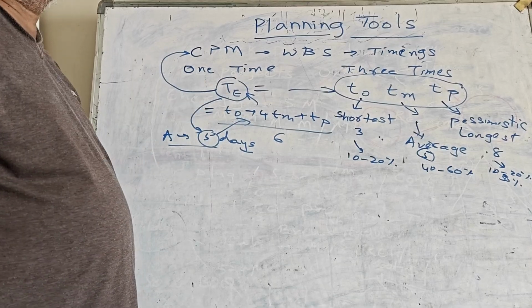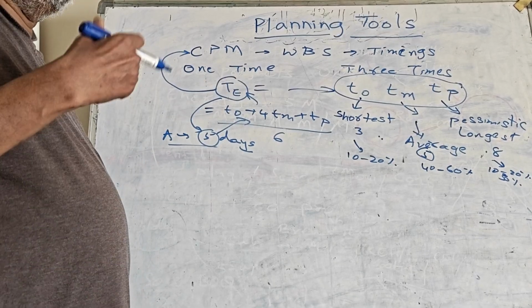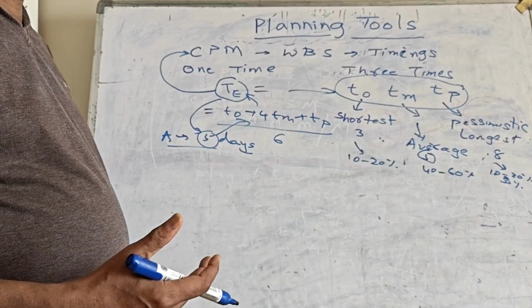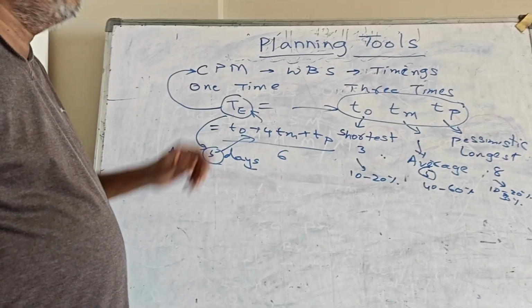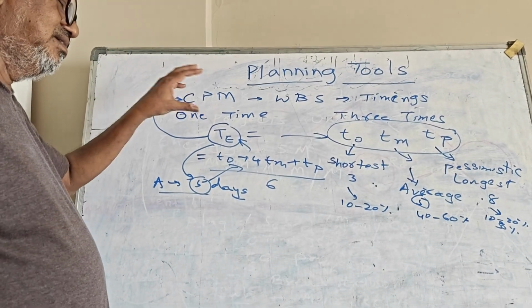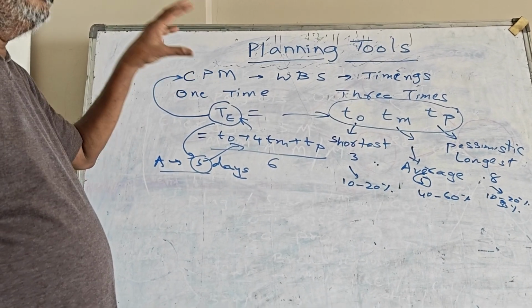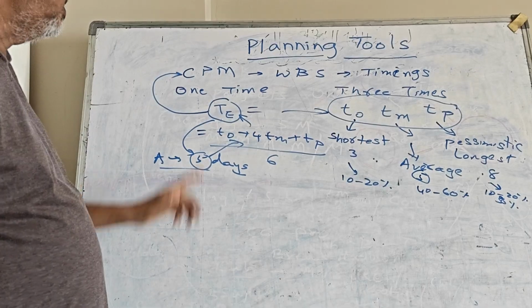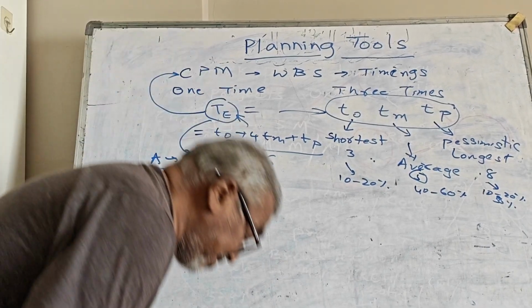So like that, we have to take a network and assume the timings based on this formula, and this is the T. So this is the expected time, not most likely, it is an expected time, definite. So that will be considered in a network system.